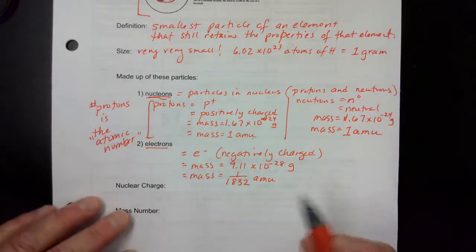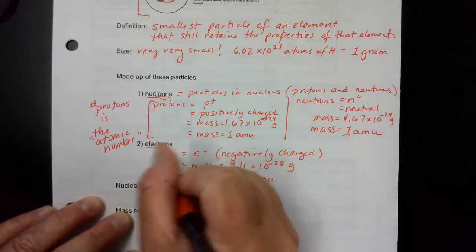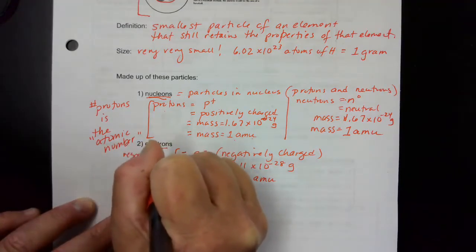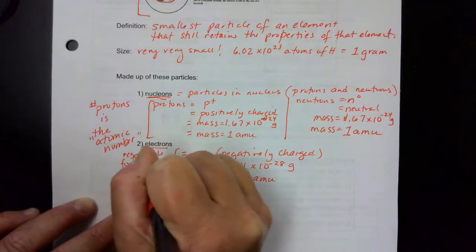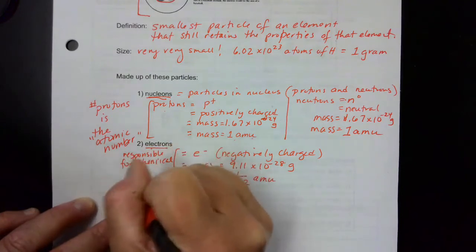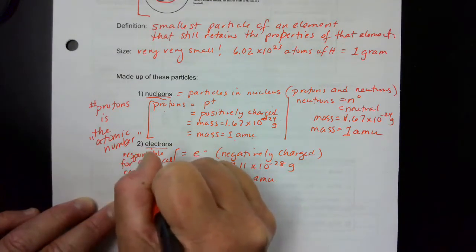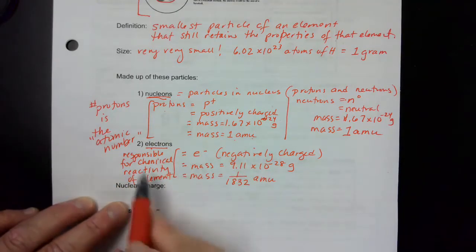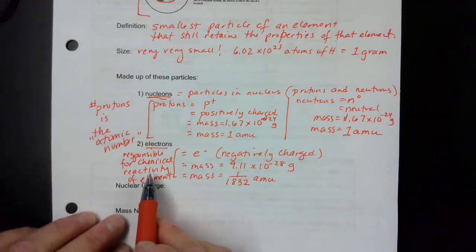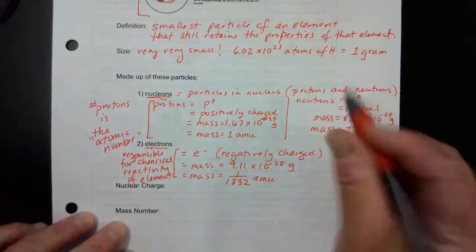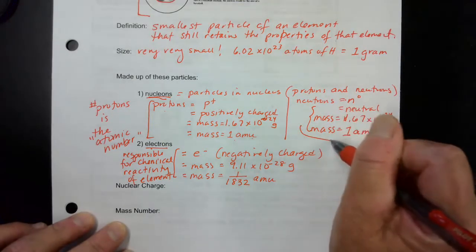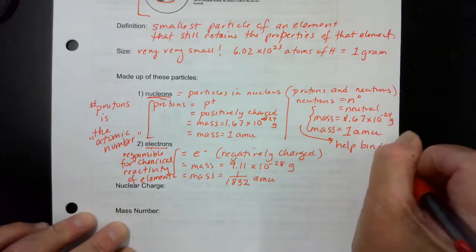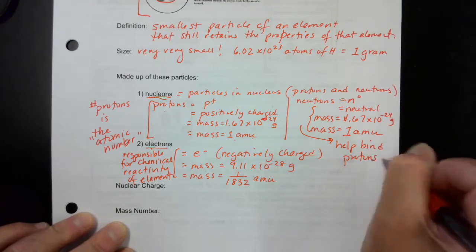Interestingly enough, the electron is responsible for the chemical reactivity of the atom or of the element. So if an element is reactive, it's because of its electrons. We should also say here that the job of the neutrons is that they help bind the protons in the nucleus.